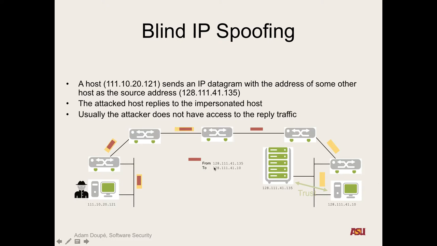This horribly diagrammed thing would say something like 135 is. We send that out, and every hop forwards that. The idea is that we're trying to take advantage of this trust relationship between these two systems.